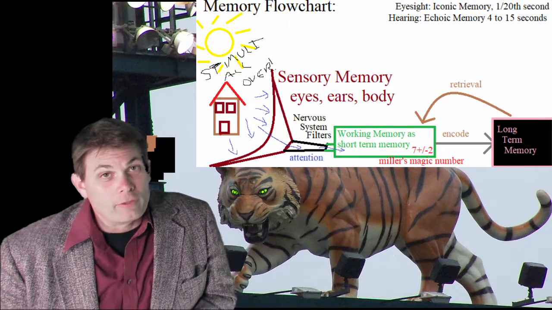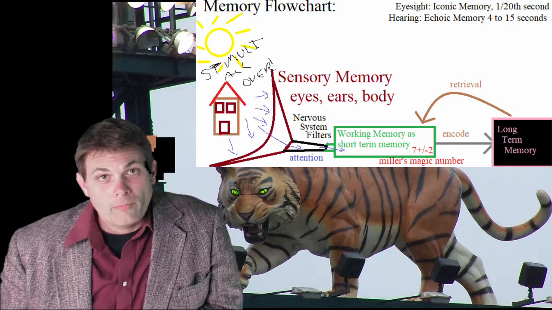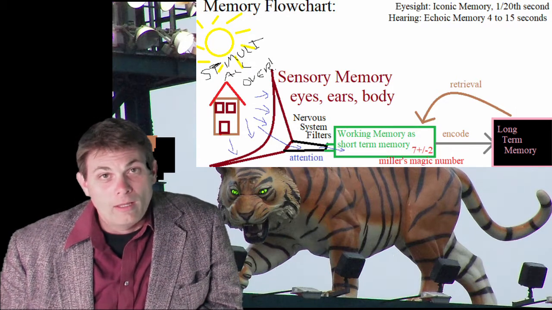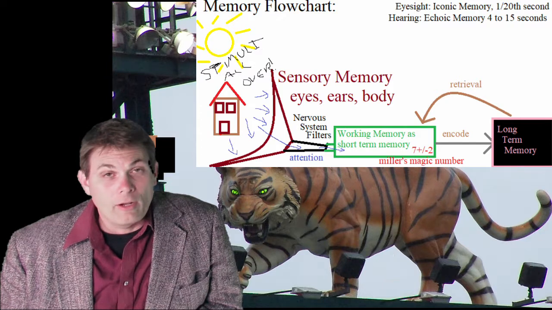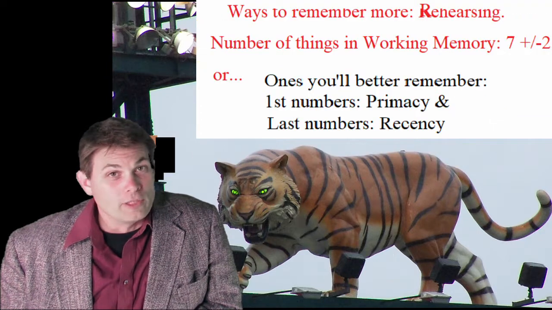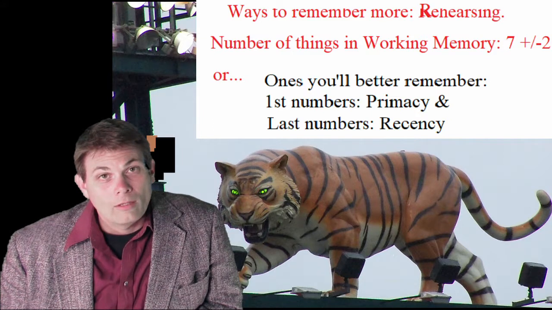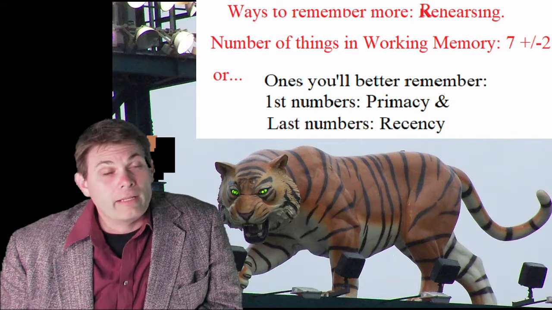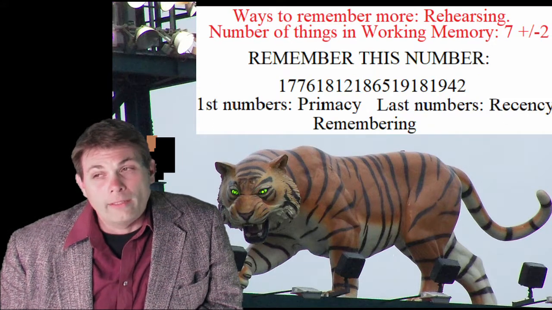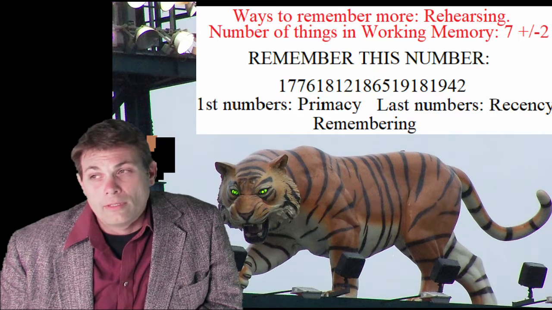So, when we do have to remember digits that are longer, there are 2 major ways we can remember it. We can either rehearse it, saying it over and over and over again, hoping we don't just forget one of those numbers in the middle. Or, let's take this random number for example. 1, 7, 7, 6, 1, 8, 1, 2.